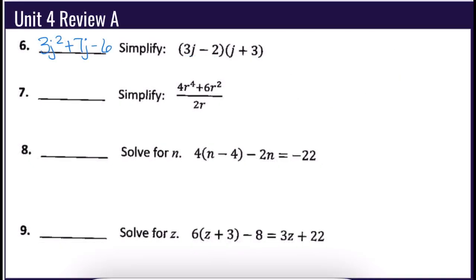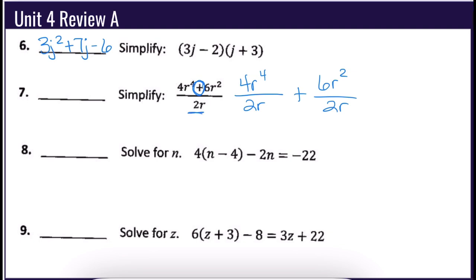Number 7 is about dividing polynomials. And remember that we can split a polynomial up as long as we make sure it stays under the same denominator all the way through. So we can take this guy and we can do 4r to the 4th divided by 2r plus 6r squared divided by 2r. So I can split it at this plus sign as long as I make sure that both parts of the fraction are still having the same denominator, that 2r.